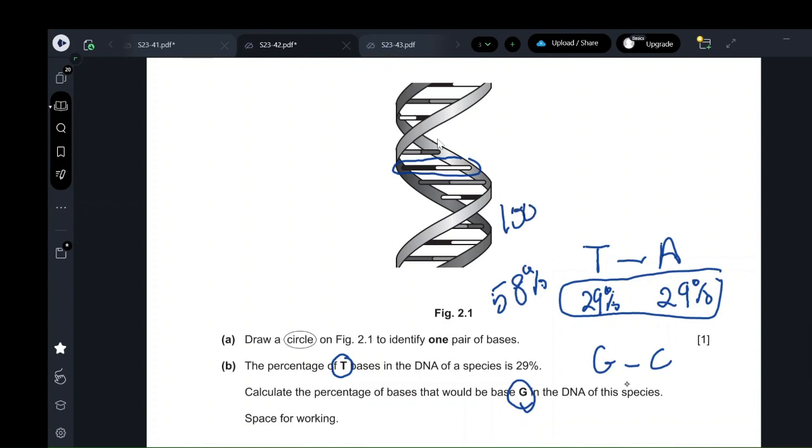It will be 42. 42% for both of them. They are both equal to each other. So each of them will be 21%. This is 21% and this is 21%.